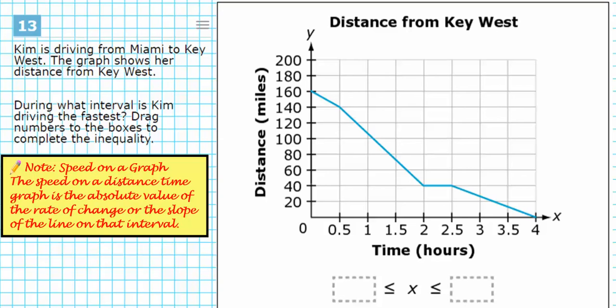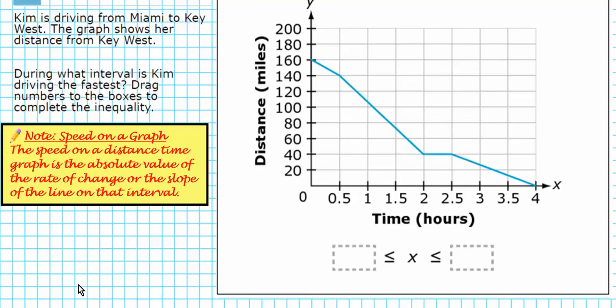So one thing you want to note is as follows. We're looking at fastest. On what interval is Kim driving the fastest? So what does fastest mean in the context of this problem? Okay, what does the word fastest mean? Well, fastest basically means when the speed is greatest. So what this problem is asking you is, on what interval is the speed the greatest?